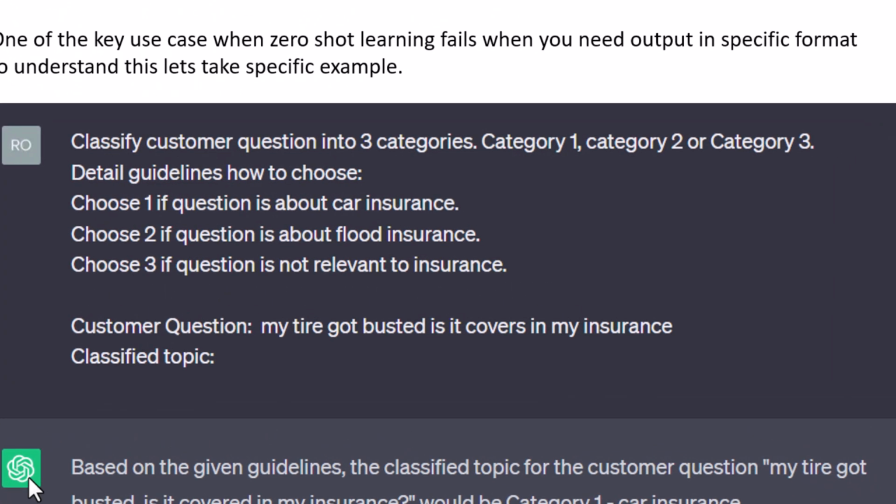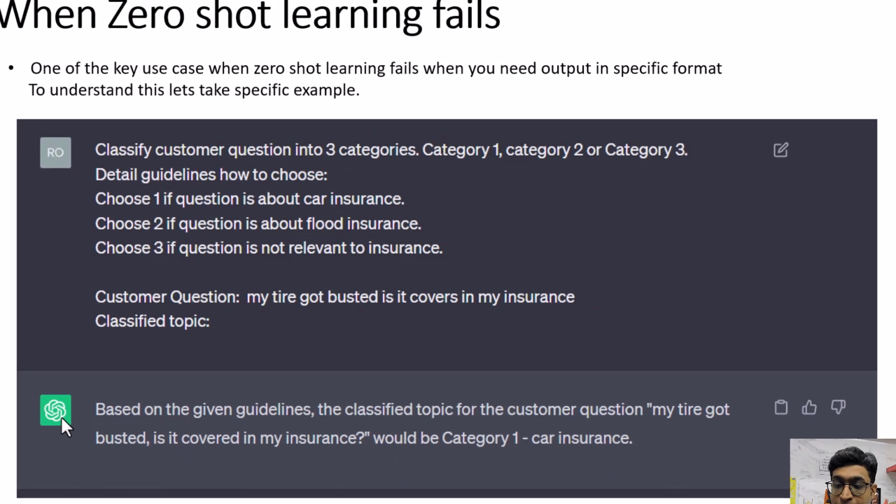Now we'll prompt that classify customer questions into three categories. Category 1, 2, and 3. Here are the details. So choose 1 if it's about car insurance, choose 2 if it's about flood insurance, and choose 3 maybe if the question is not relevant. And then you give your question that my tire got busted. Is it covered in my insurance or not? And then you expect a topic from your model.